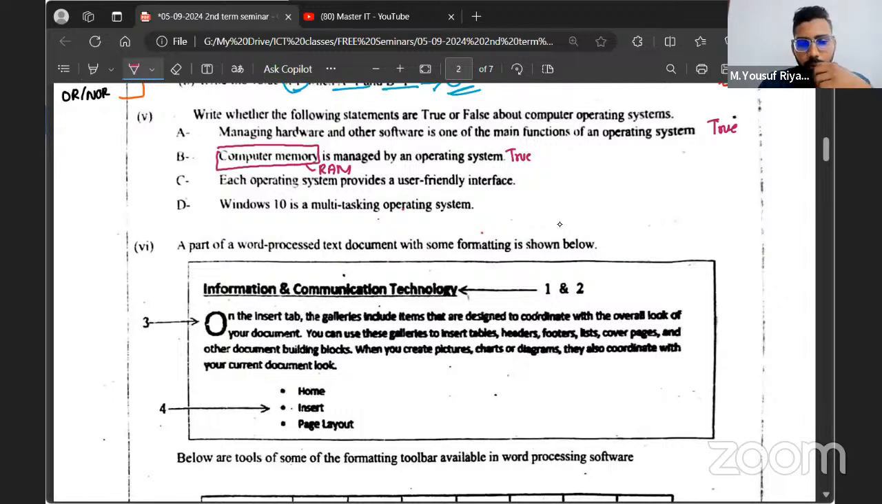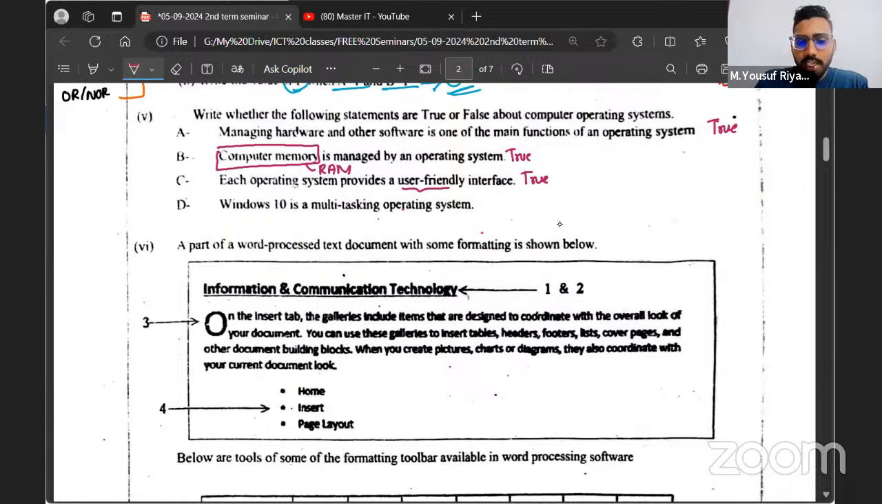Each operating system provides a user-friendly interface. Yeah, it provides the interface, but you can't guarantee that it's user-friendly. But okay, you can consider that as true. There are some interfaces which look so useless. But anyway, let's take it as true.